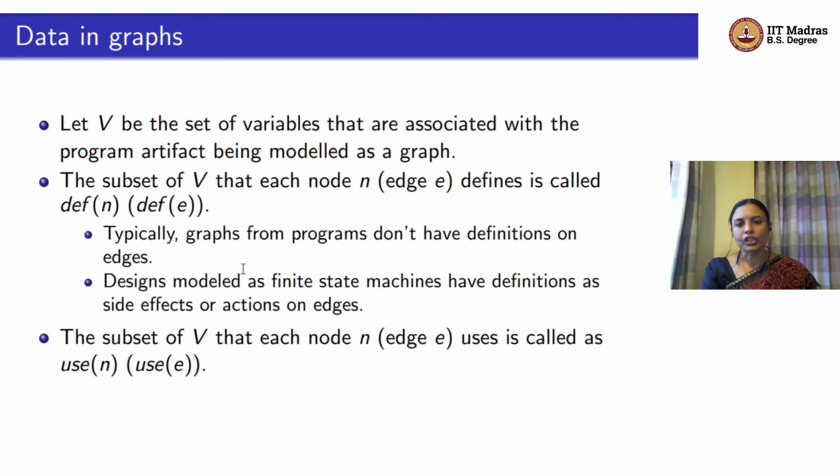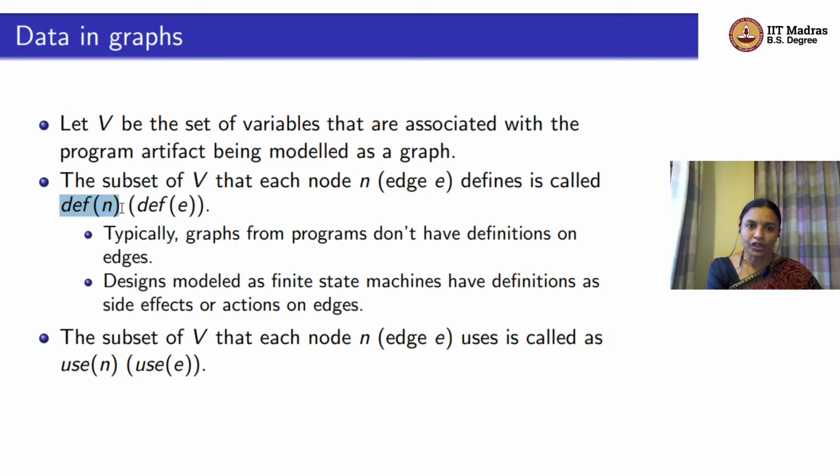So some notations that we will use. Let's say we have a particular program and let capital V be the set of all variables that are part of that program. Then every statement in the program, or every basic block of statements, corresponds to one node in the control flow graph, and a subset of variables get defined at that node. We call it the def of that node. Def of n is the subset of variables that get defined at that node.